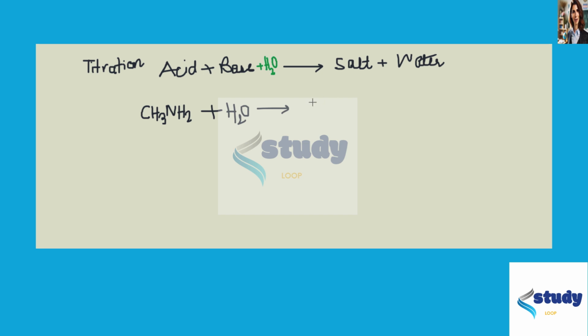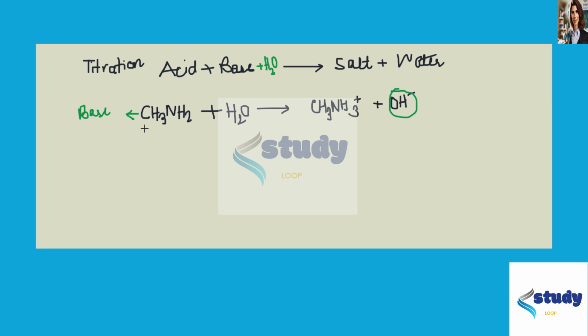So in this case, you're gonna get CH3NH3 plus and OH minus. Since you get OH minus here, you know that this reactant right here has to be a base.